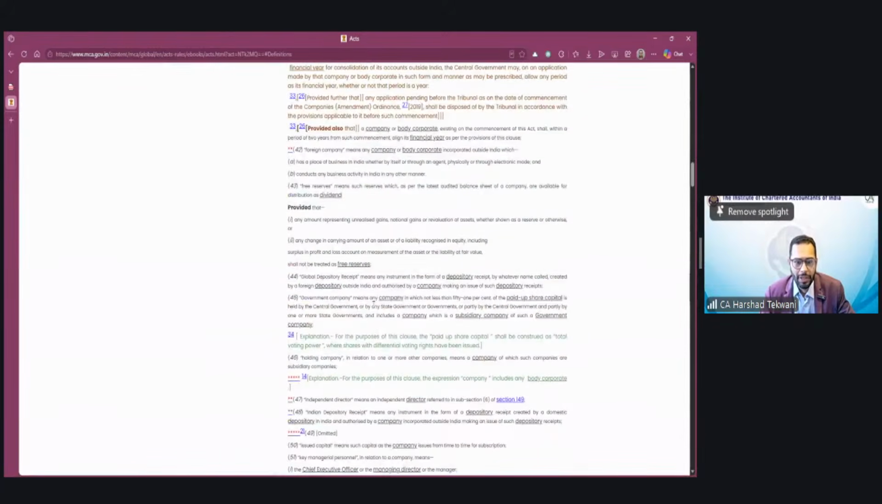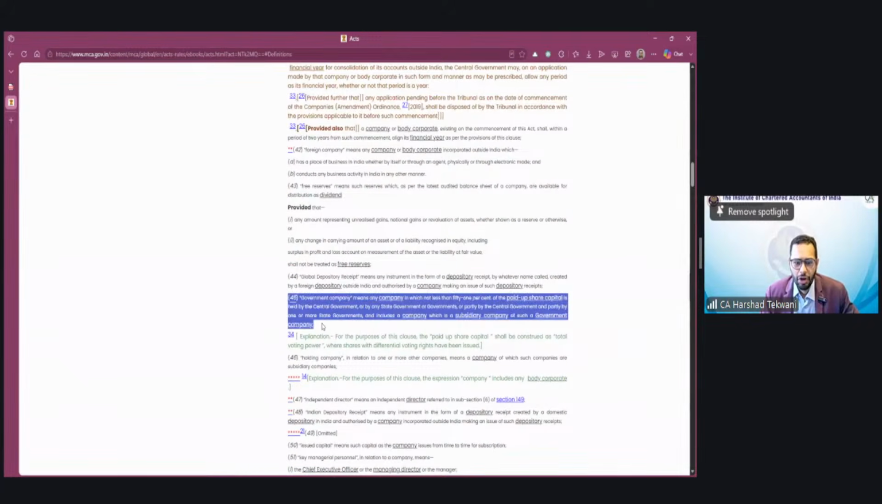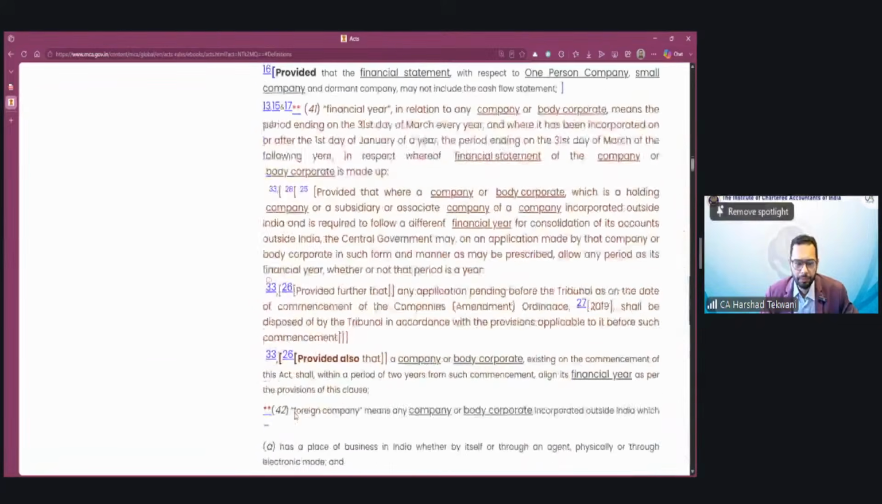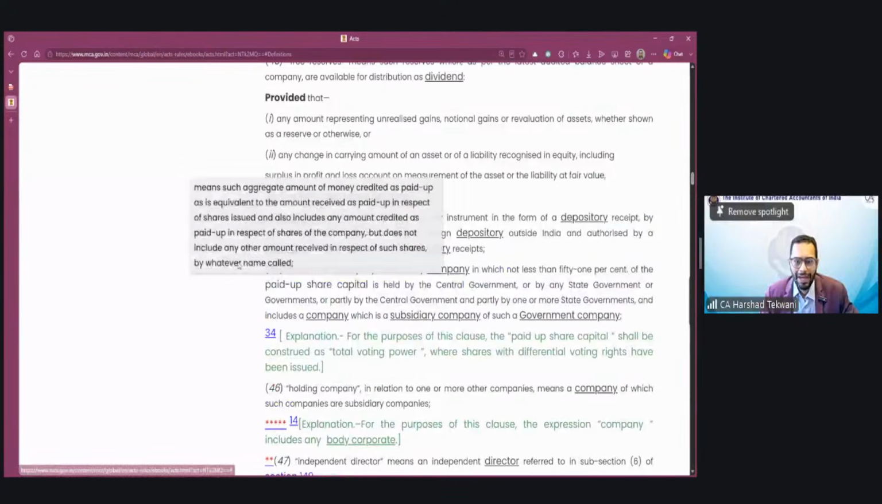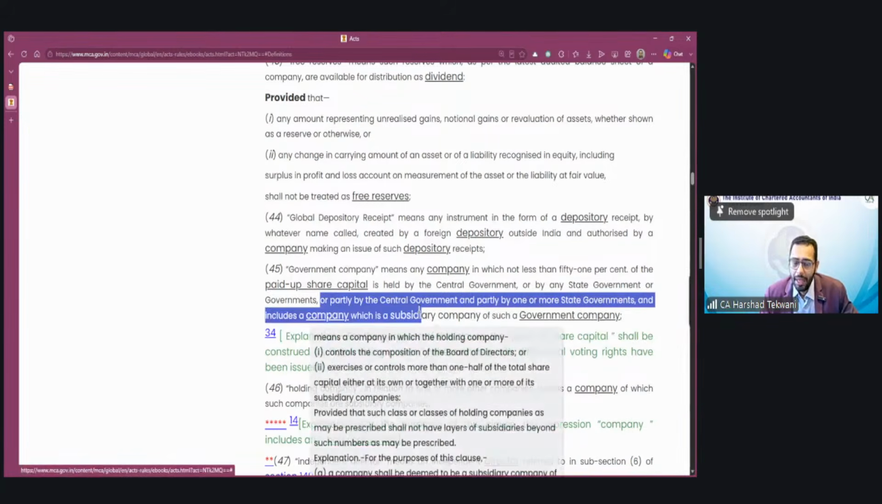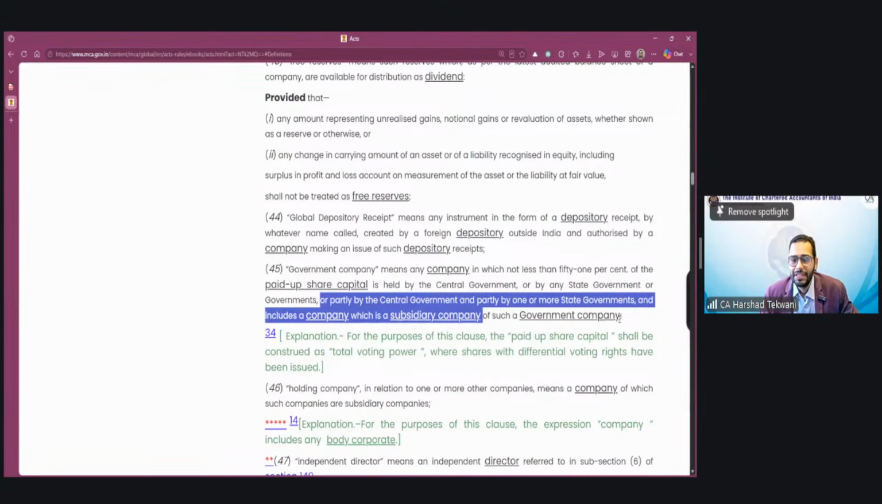And over there, we have a definition in section 2(45). I'll zoom in for you. Now, what it says is that a government company means any company in which not less than 51% of the paid up share capital is held by the central government, or by any state government, or partly by the central government and partly by one or more state governments, and includes a company which is a subsidiary company of such government company.